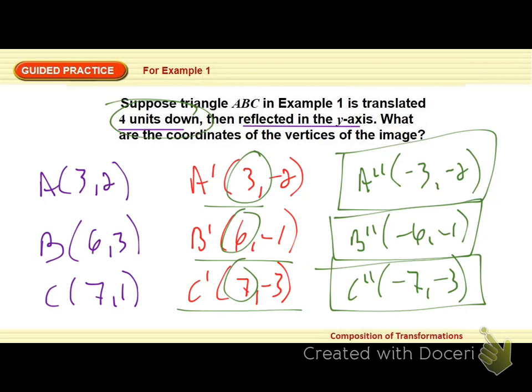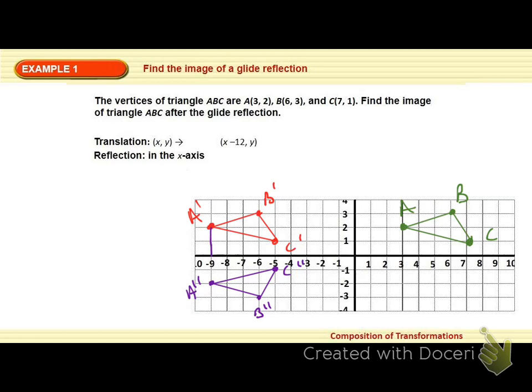Okay? Now, the next thing in your notes wants you to practice writing your own composition. So if we come back to our example 1 here, then we want to come up with a composition that will take A double prime, B double prime, C double prime, and get us back to ABC. Okay? There's a lot of different ways you can go about doing this. One thing we could do is just go opposite of our original transformation, right?